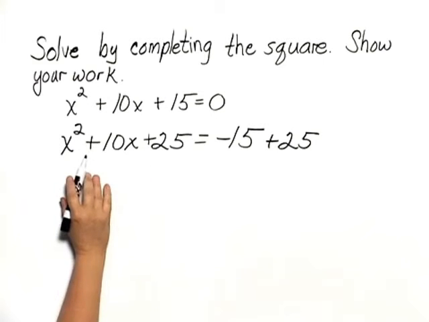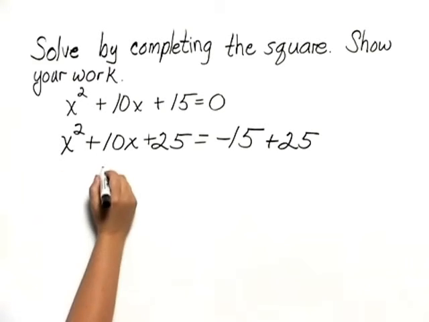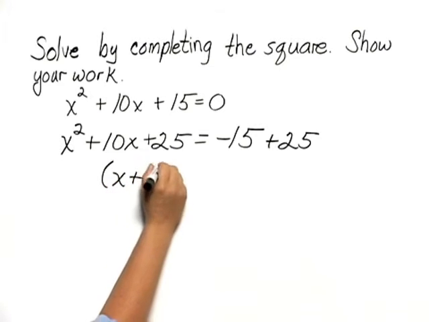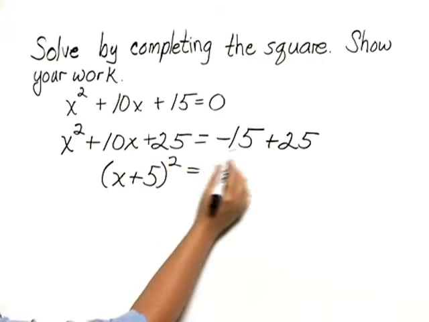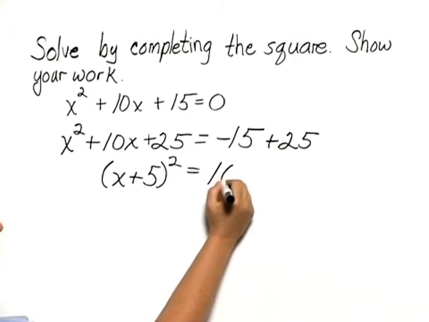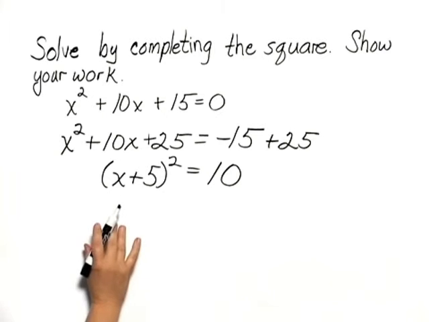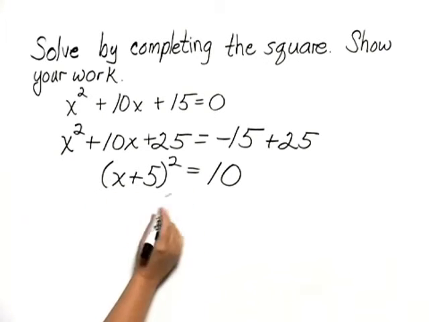Now, I've basically completed the square because at this point I can write this as a square of a binomial, x plus 5 squared. And if I add together on this side, I get 10. Now, once it's written in this form, we can solve by taking the square root of both sides.